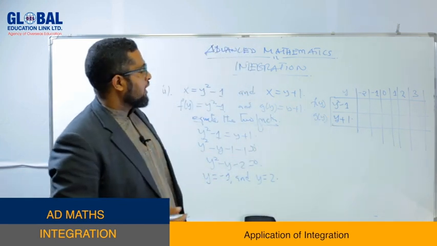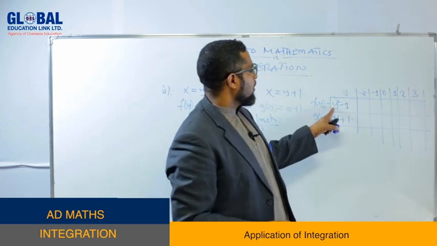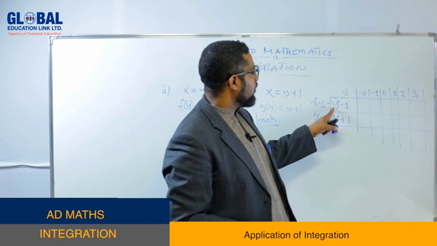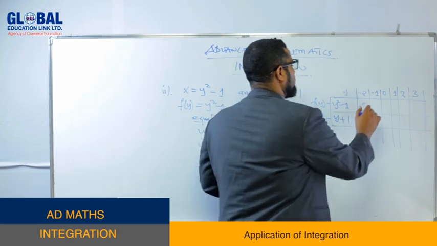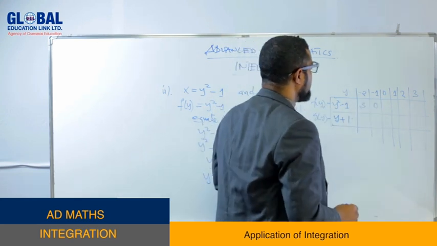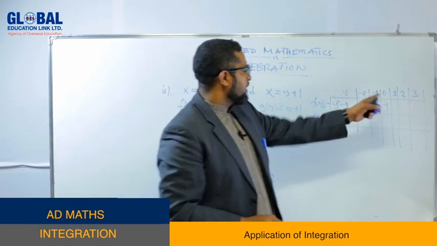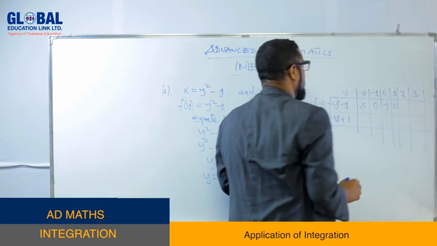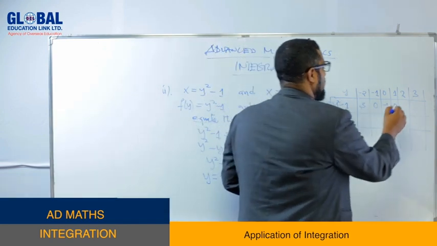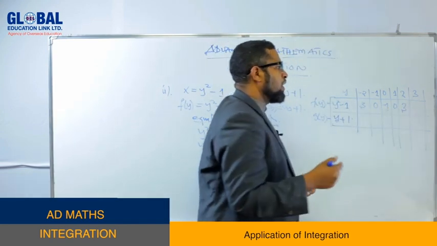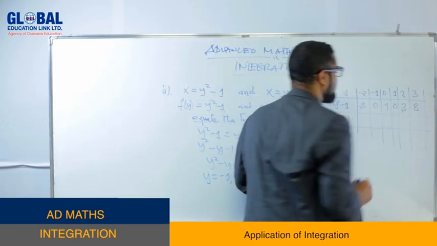Now let's start plugging in. So when we take negative 2 and plug in here, what are we going to get? It will be positive 4 minus 1, which is 3. When it's negative 1, we'll have 0. When it is 0, we'll have negative 1. And when we have positive 1, it will be 0, because 1 squared is 1, minus 1 is 0. When it is 2, it will be 4 minus 1, that is 3. Then when it is 3, it will be 9 minus 1, which is equal to 8.